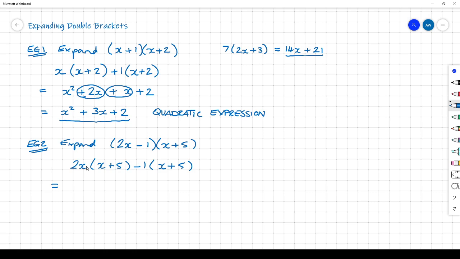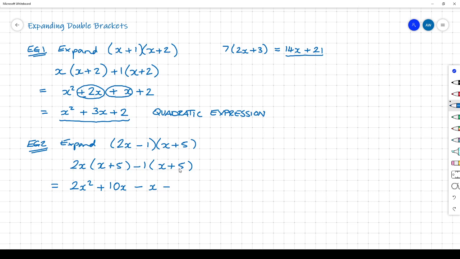Let's do this bracket first. 2x times x is 2x squared, 2x times plus 5 is plus 10x, and I've expanded that bracket. Let me expand this one. We've got minus 1 times x, that's just minus x, because there's like 1x there. If there's no sign, it means positive, remember? A negative times a positive is a negative. 1 times x is x, negative times a positive, negative.